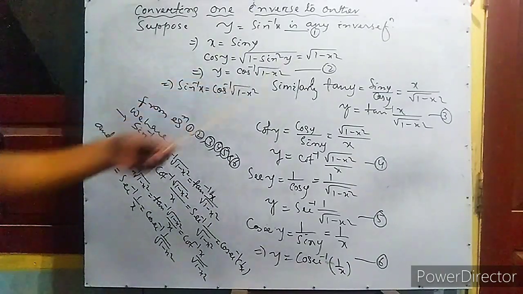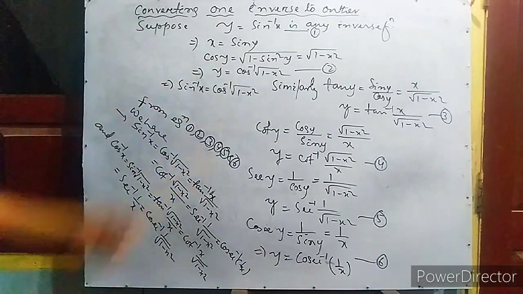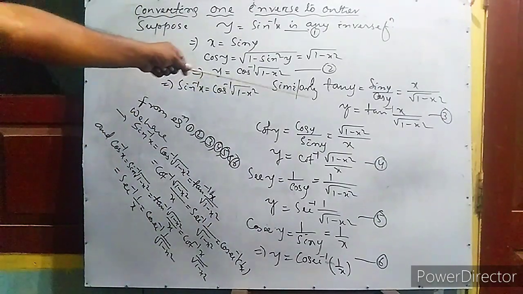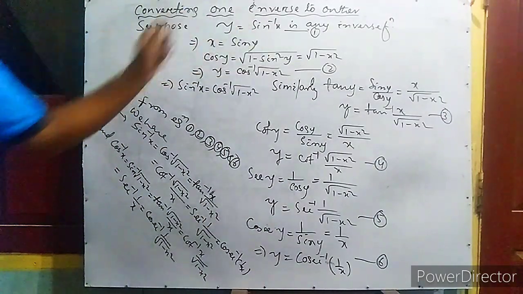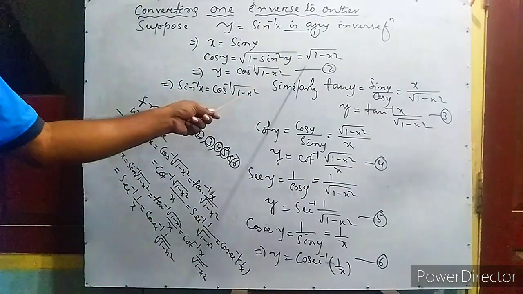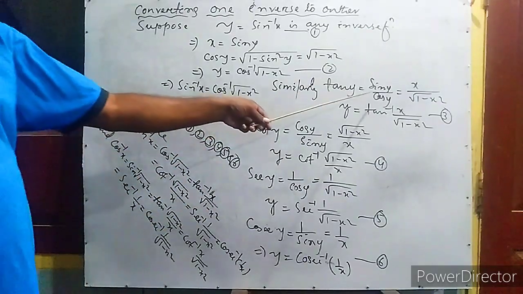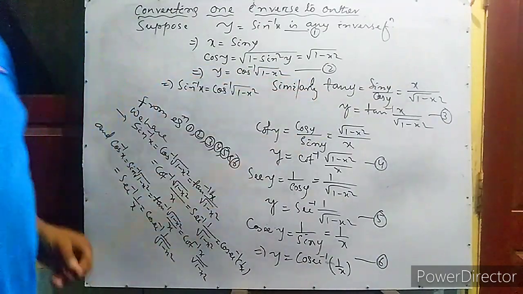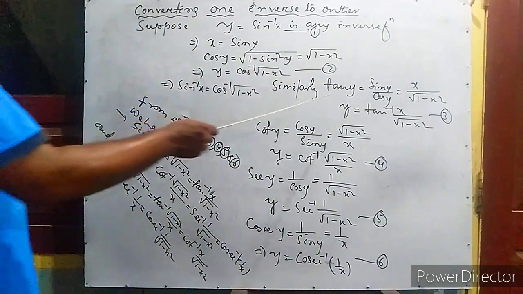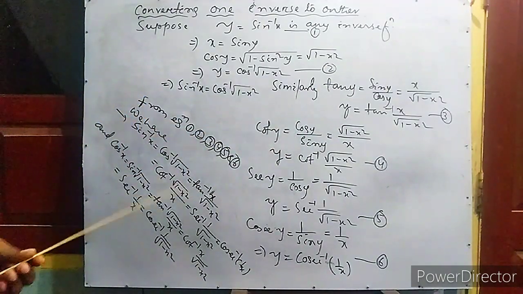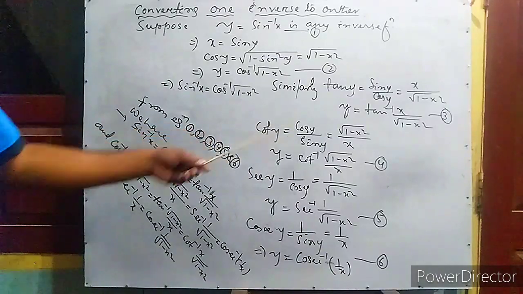So if cos y equal to root over 1 minus x square, again you take cos to that side, then y equal to cos inverse root over 1 minus x square. Similarly, tan y equal to sin y by cos y. Here sin y equal to x and cos y equal to root over 1 minus x square. You put these two values, and y equal to tan inverse x by root over 1 minus x square. Cot y equal to cos y by sin y.